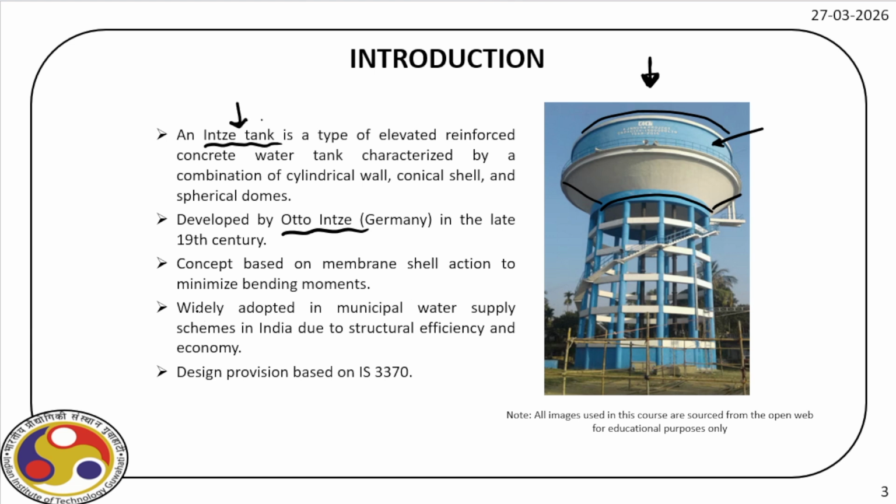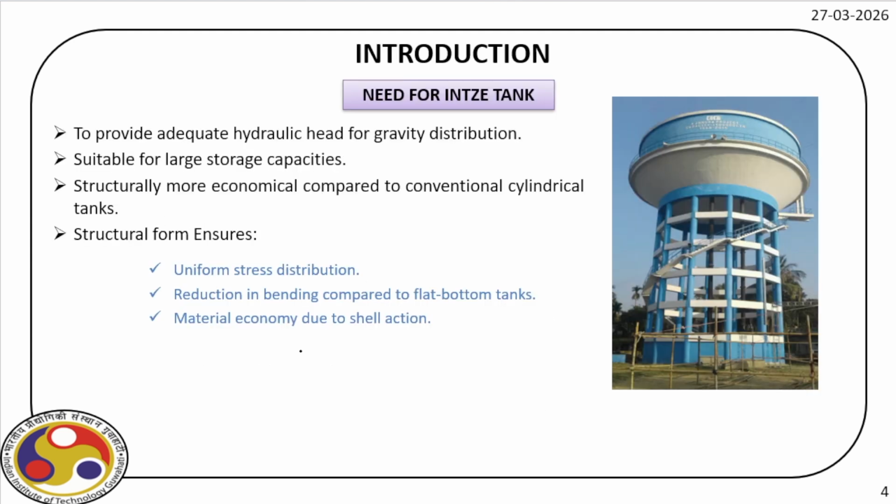Now, in this tank, the main idea is to use a membrane shell that minimizes the bending moment. So, we'll see in a minute what the different stress components acting are. But because of this particular geometry of the structure, this tank is very popular for large water storage. And for that, again, we have a dedicated code, as you can see, IS 3370. We have used this code earlier also, so we will continue using that code in our design.